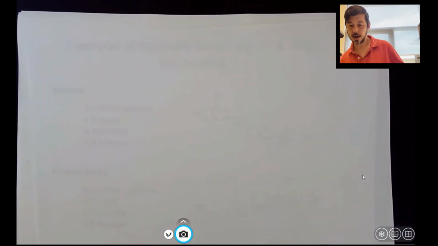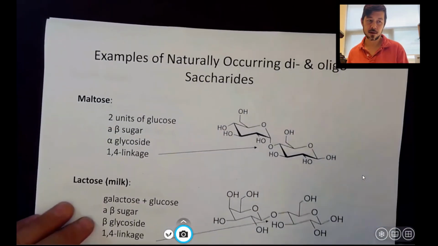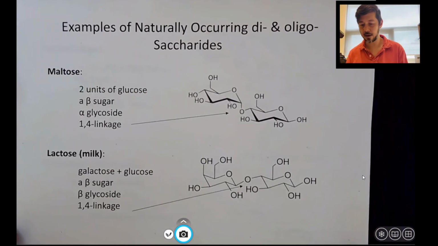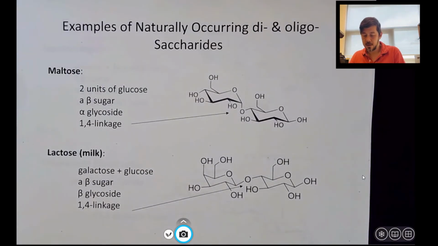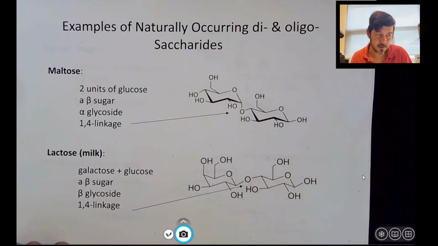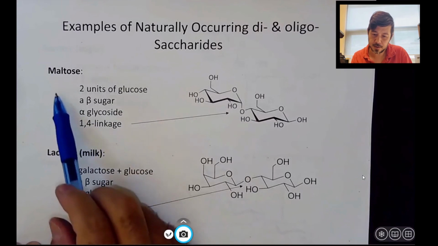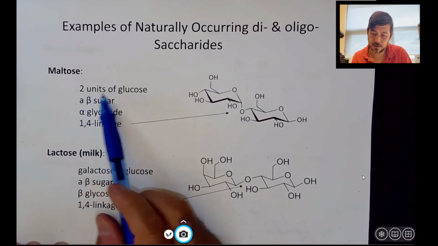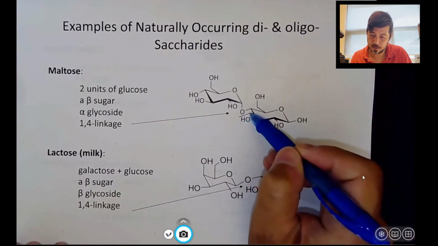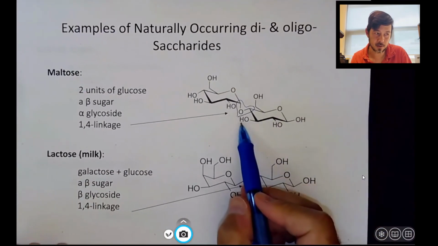Okay, so I just want to highlight some naturally occurring di- and oligosaccharides. Again, I would expect you to understand the beta glycoside linkage between these units, but I wouldn't say, draw maltose from memory. So maltose is two units of glucose, held together through a 1,4 linkage, and this is what maltose looks like.